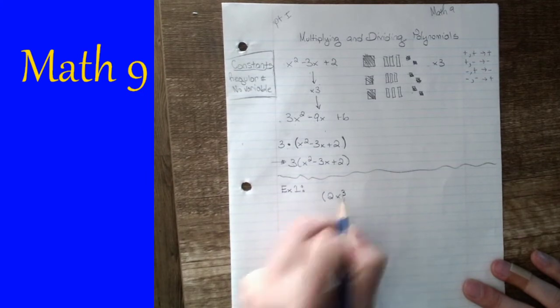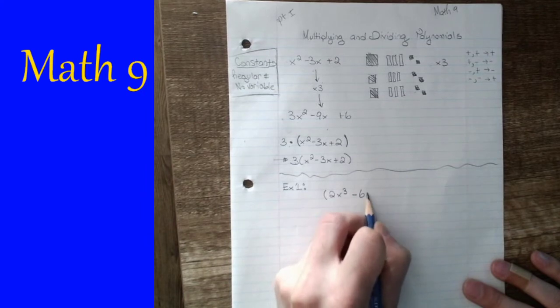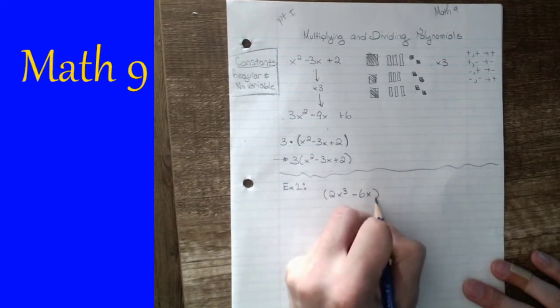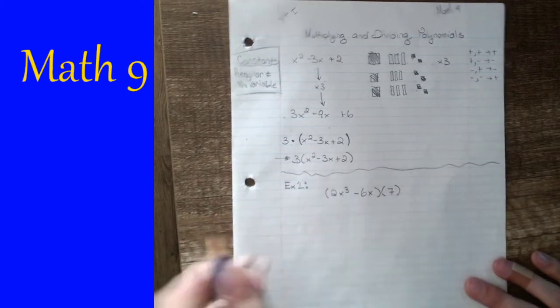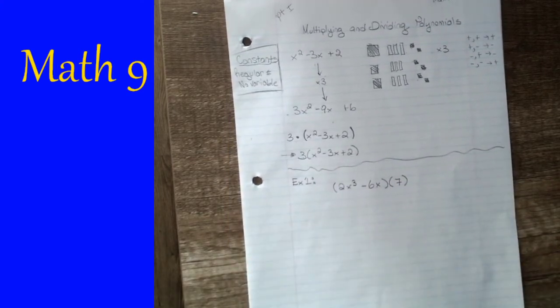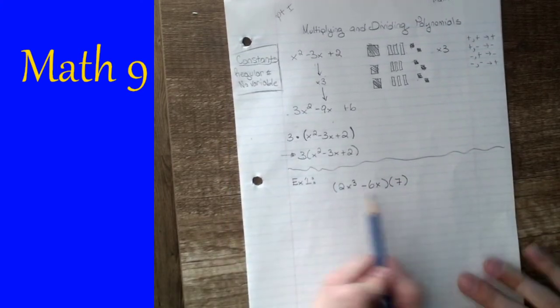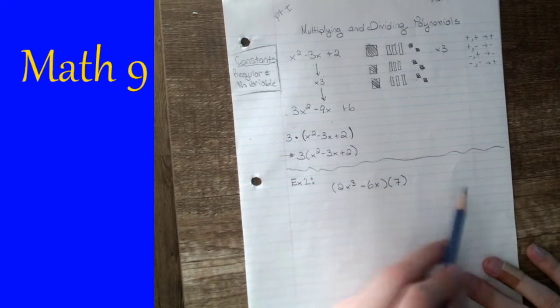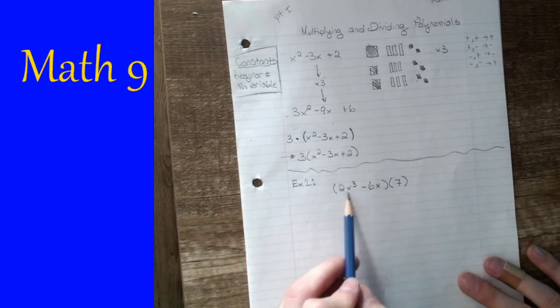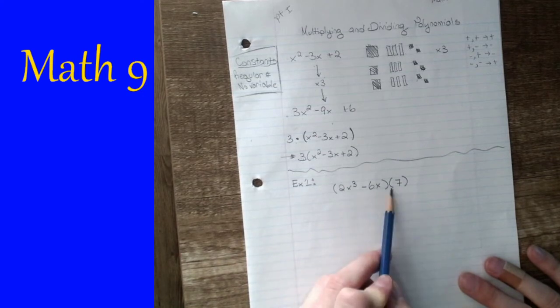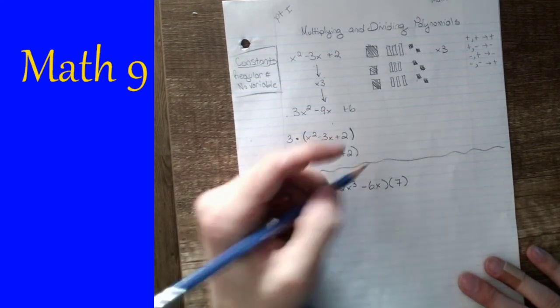Two x cubed minus 6x multiplied by 7. Okay, so this is another way we can see this being written. It just means the same thing. So I'm going to multiply everything here by 7.